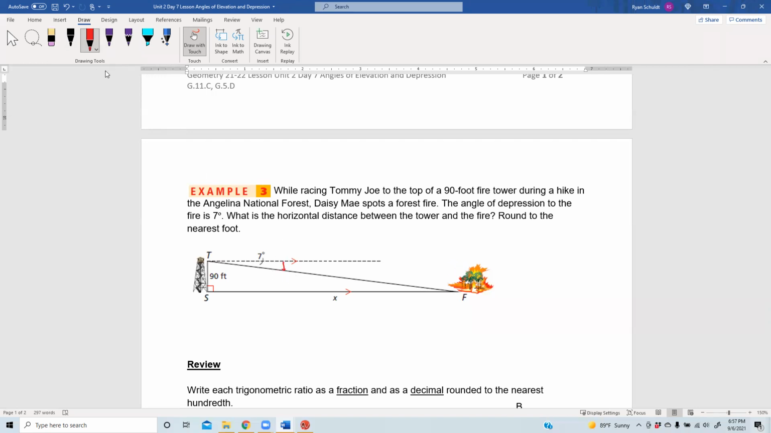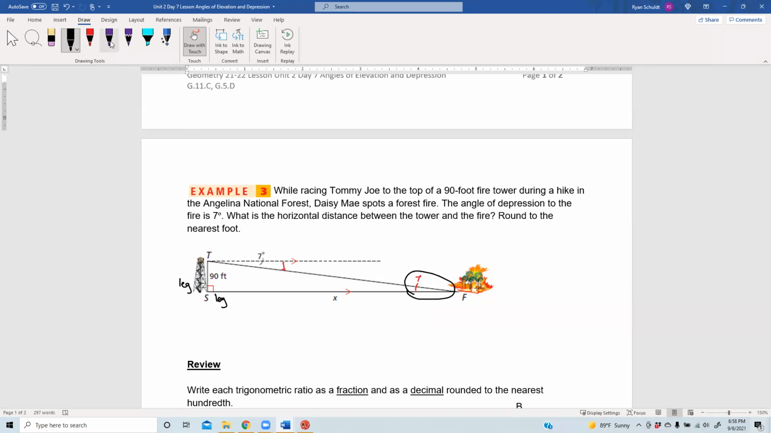Now, if that's 7 degrees, that also means that this little bitty angle right here is 7 degrees. So hang on here. This little bitty angle right there, 7 degrees. Okay, so now here's our triangle. We can proceed like normal. So label your legs. Circle the angle that's given.